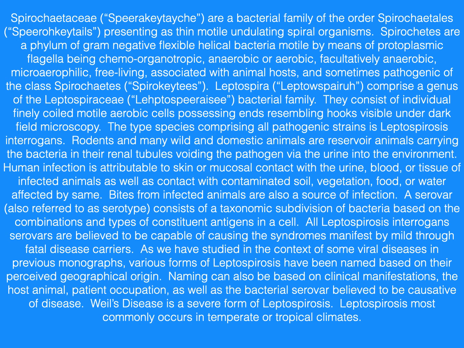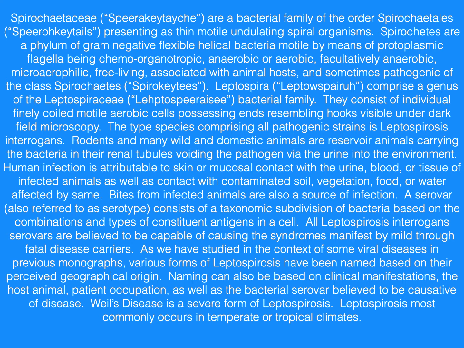Spirochaetaceae are a bacterial family of the order Spirochaetales, presenting as thin, motile, undulating spiral organisms. Spirochetes are a phylum of gram-negative, helical bacteria, motile by means of protoplasmic flagella, being chemo-organotrophic, anaerobic or aerobic, facultatively anaerobic, microaerophilic, free-living, associated with animal hosts, and sometimes pathogenic, of the class Spirochetes.